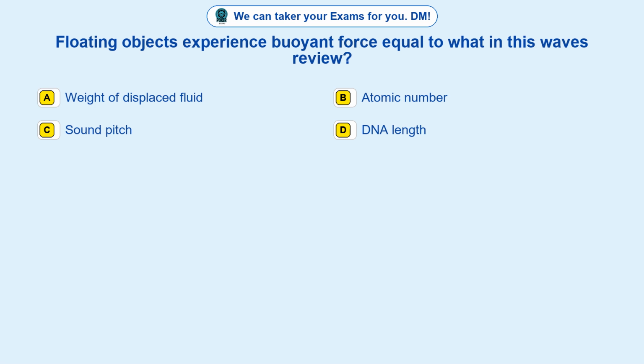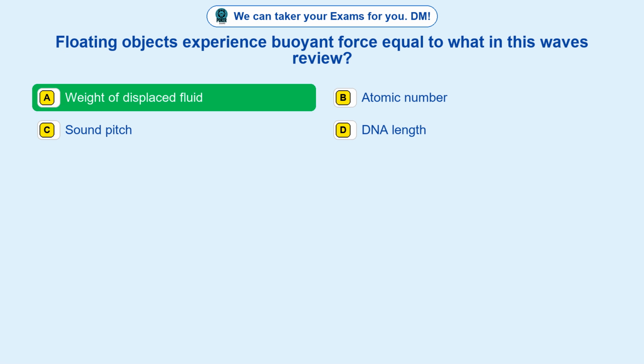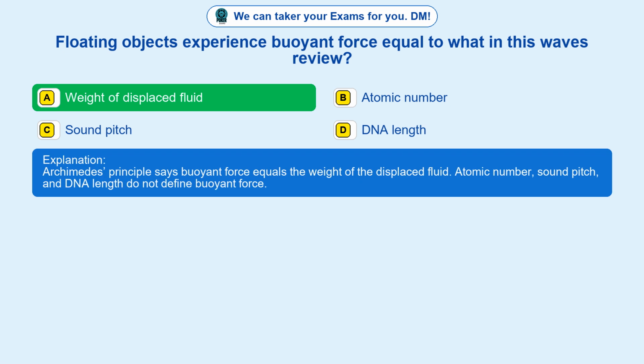Question 80. Floating objects experience buoyant force equal to what in this waves review? Option A, weight of displaced fluid. Option B, atomic number. Option C, sound pitch. Option D, DNA length. The correct answer is option A, weight of displaced fluid. Archimedes' principle says buoyant force equals the weight of the displaced fluid. Atomic number, sound pitch, and DNA length do not define buoyant force.